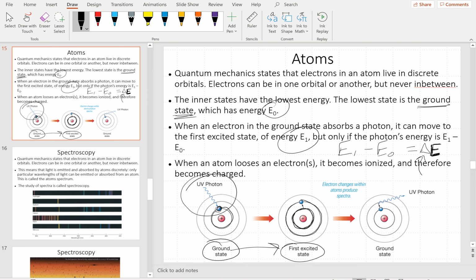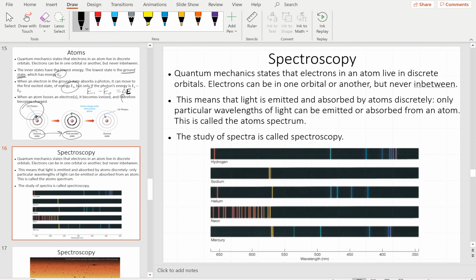This is a very key difference between the physics of the solar system, which we're going to get to later on in this course, and that of the atom. This is super important because this leads to what we call spectroscopy. And spectroscopy is how we categorize stars. It's the method by which we categorize stars.